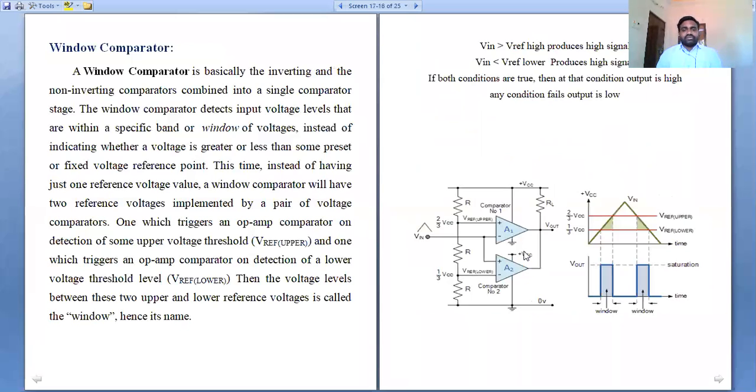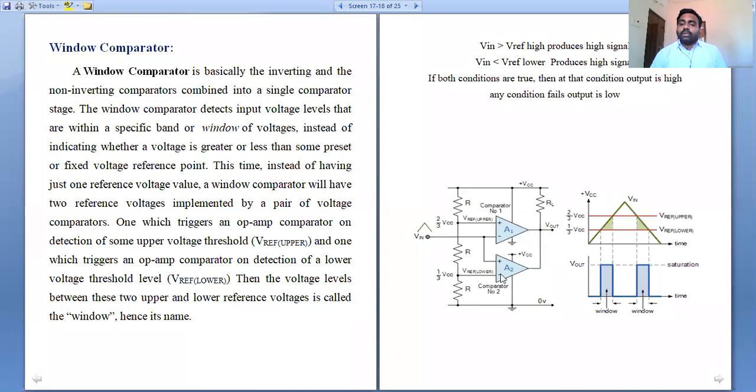Okay, in the previous discussions we covered only the operation of a single reference voltage connected to the input terminals of the operational amplifier. A single input is compared with respect to a single reference voltage. But in the discussion of this particular window comparator, let us see the window comparator circuit construction.